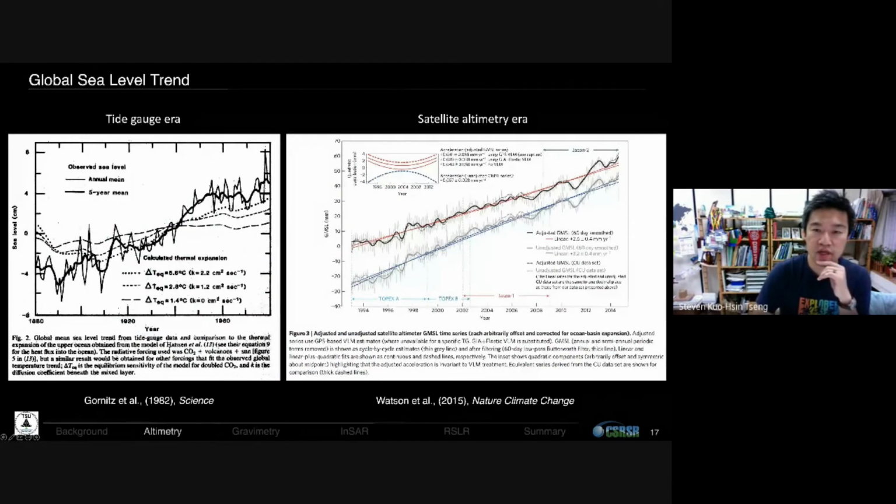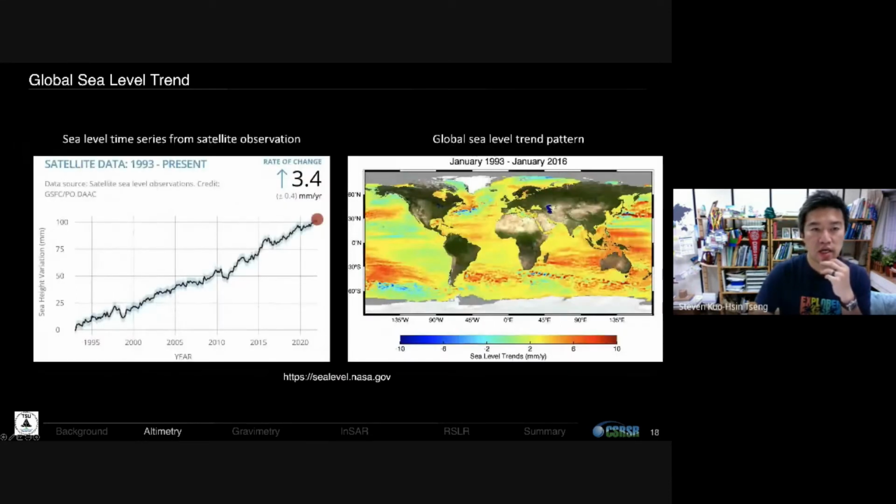So by using all those altimetry missions, we can construct such a seamless, continuous time series. This is our current rising rate, about 3.4 millimeters per year. That's from NASA's analysis.